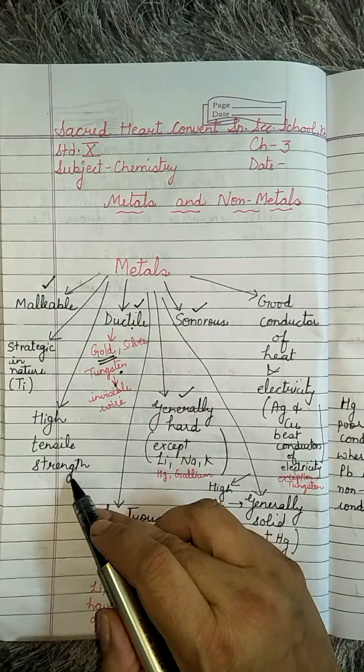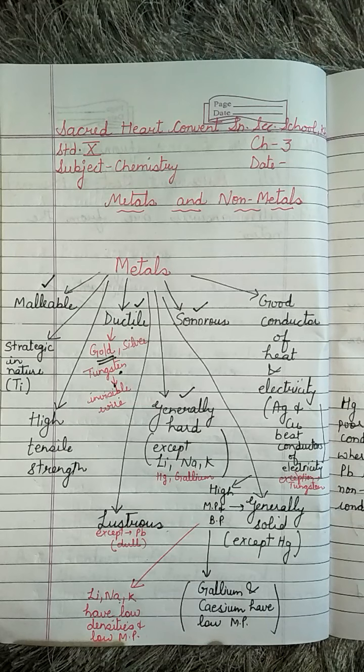Tensile strength means they have high load bearing capacity. You are all aware of the bridges. When a bridge is being made, or when a huge building is made, the main base which is taken is iron. So it is known that metals have high tensile strength.